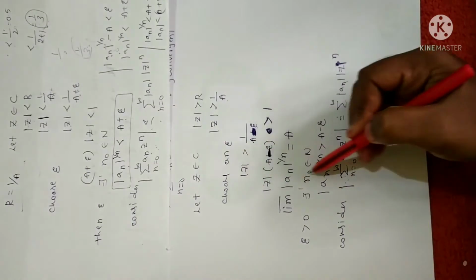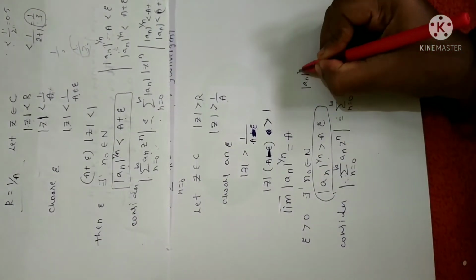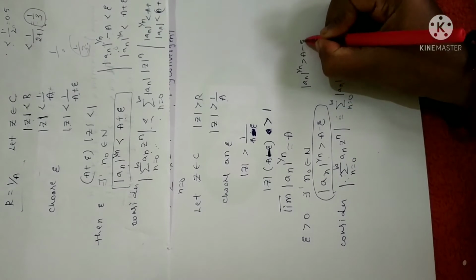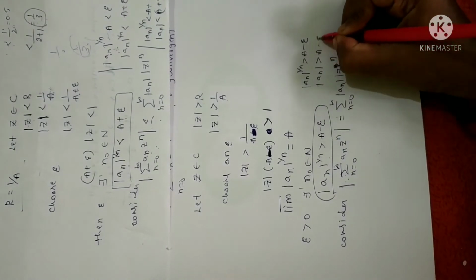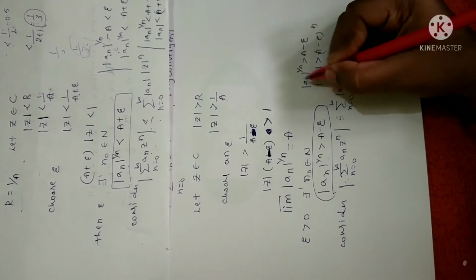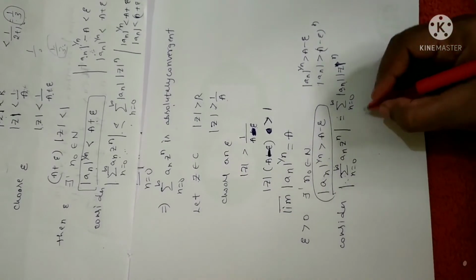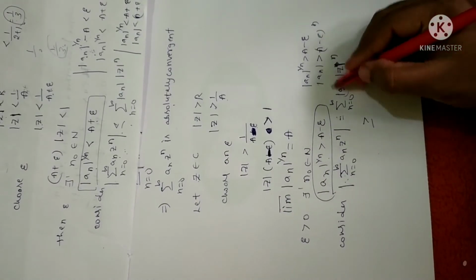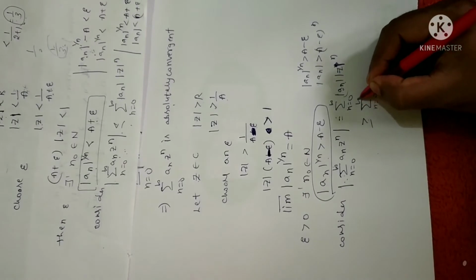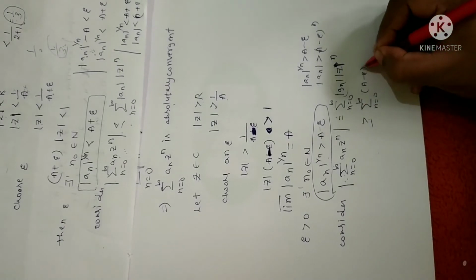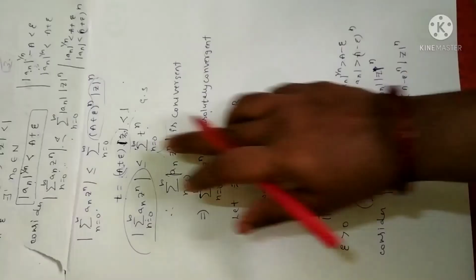Somewhere I have written, see here, since mod an whole power of 1 by n is greater than a minus epsilon, right? So I can write the magnitude of an is greater than a minus epsilon power of n. Raise the power n on both sides, so you will get this. Clear? With that, I can write this as greater than or equal to the summation n is equal to 0 to infinity of a minus epsilon power of n into mod z power of n. That is what we have done in the first case also.